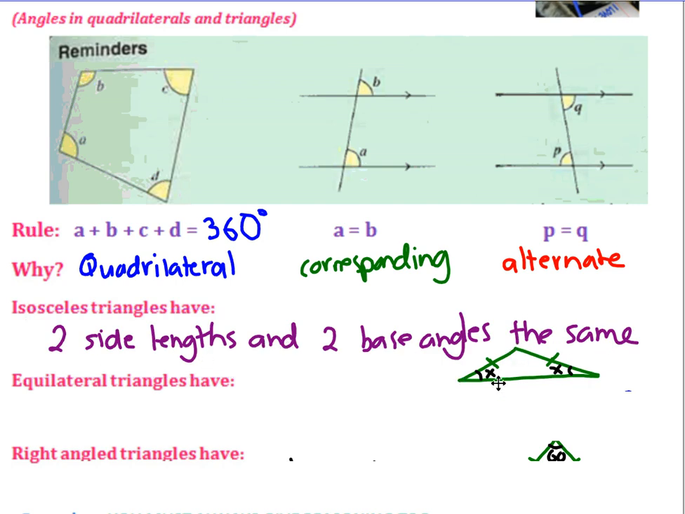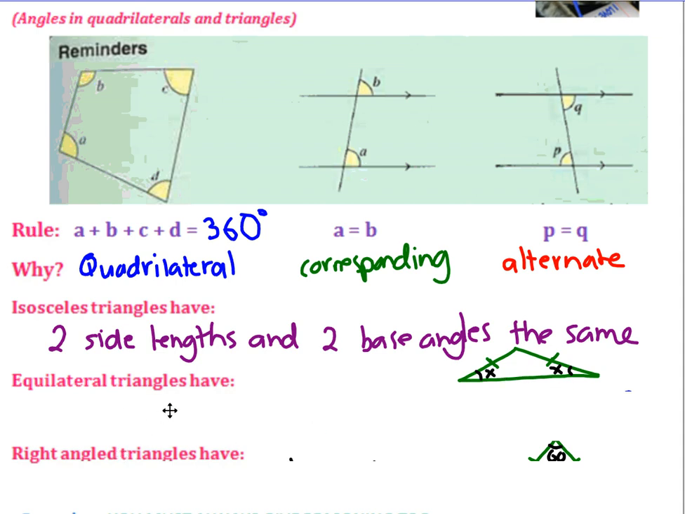So here's an isosceles triangle. Do a little sketch of an isosceles triangle, put the little dashes, or I call them sticks, to say that they're the same length, and it's the two base angles that are the same. You can see those two are the same acute base angles. This is an obtuse one in this case. So isosceles triangles have two side lengths the same and two base angles. The base angles are at the end of the side lengths that are the same.